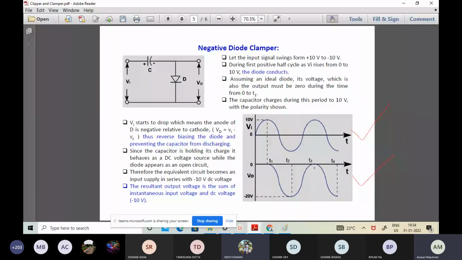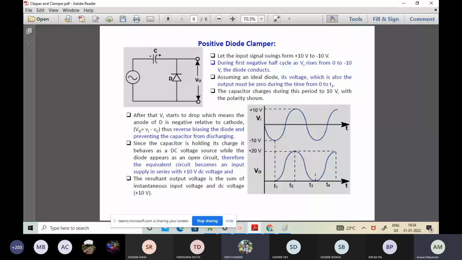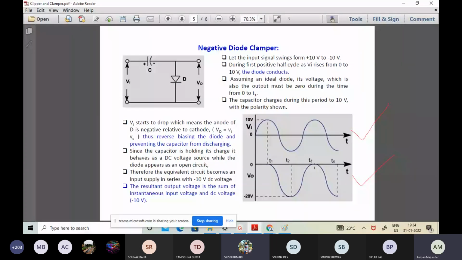When we're talking about the positive diode clamper, here you're having the DC level equal to 0 volts. Here the DC level is equal to plus 10 volts. That is, you're switching the DC level to some other value, which is definitely not a 0 value. So let's try to understand this particular circuit, the negative diode clamper.